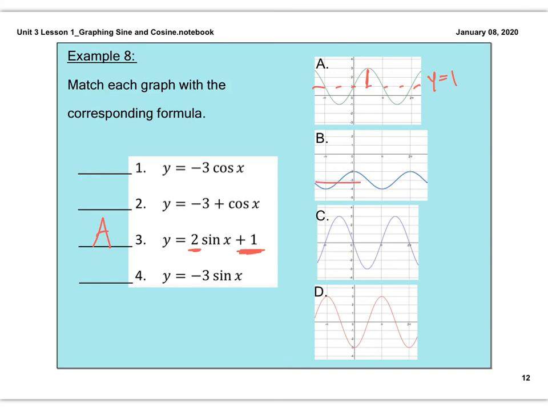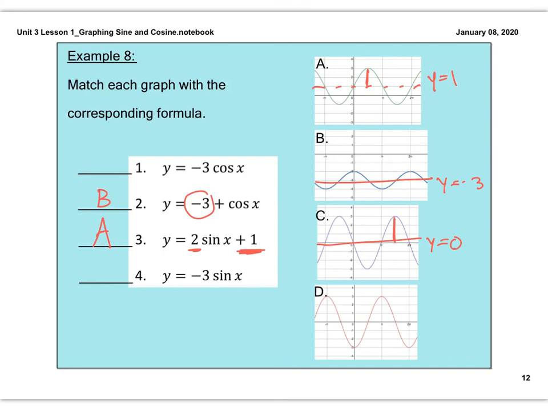Okay, so B, the midline is down here at y equals -3, so I know I have to shift down 3. Here's a -3 that is not a coefficient right in front of the function. It's kind of separated. That's going to be my shift down. So this is going to be B. Here my midline is y equals 0. It looks like I have an amplitude of 3. So at this point it still could be either number 1 or number 4.